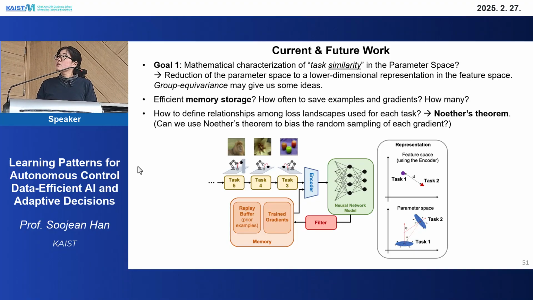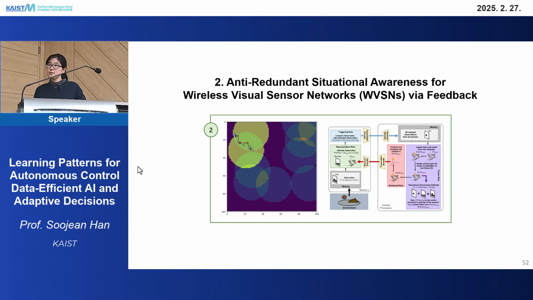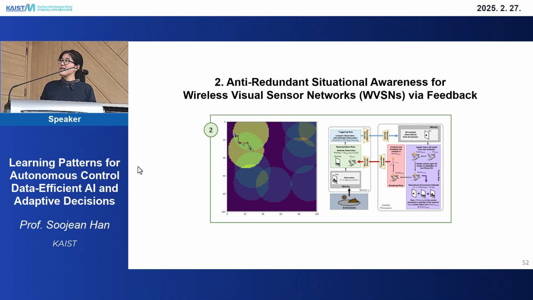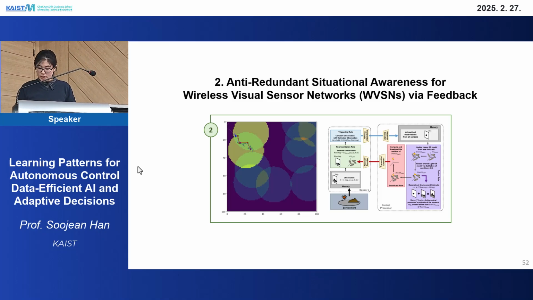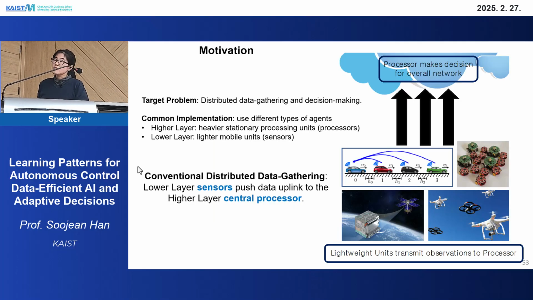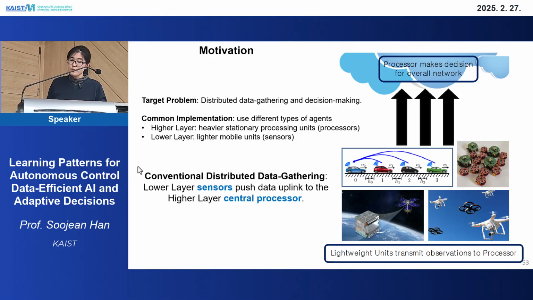Okay, so now I'm going to change gears and move on to the second category of work, which is anti-redundant situational awareness for WVSNs via feedback. Okay, so here's the motivation for that. The target problem is looking at distributed data gathering and decision making.